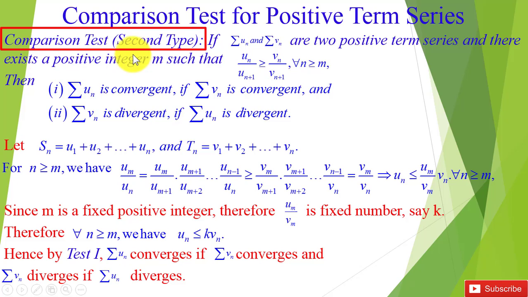Comparison test, second type. If sigma un and sigma vn are two positive term series and there exists a positive integer m such that un by un plus 1 is greater than or equal to vn by vn plus 1 for all n greater than or equal to m, then sigma un is convergent if sigma vn is convergent, and sigma vn is divergent if sigma un is divergent.